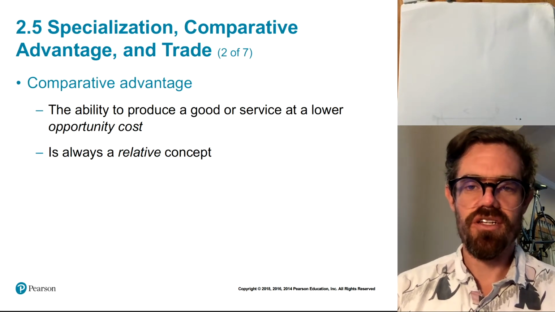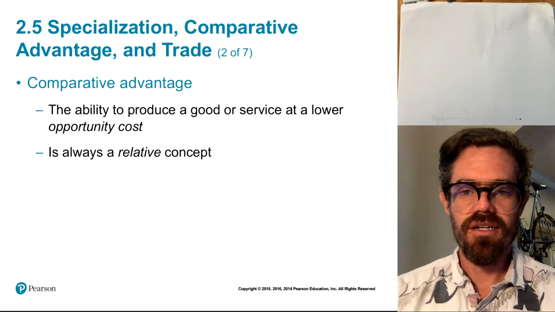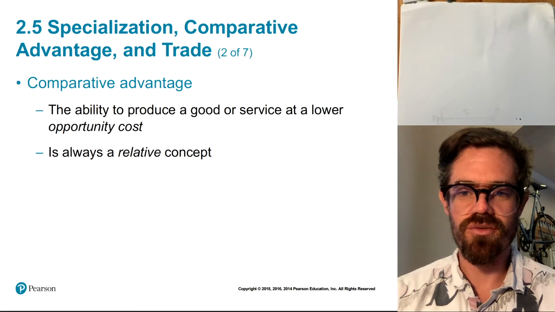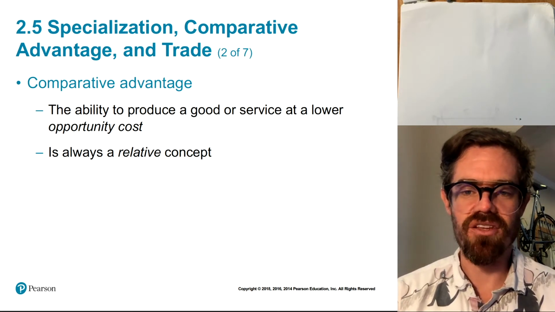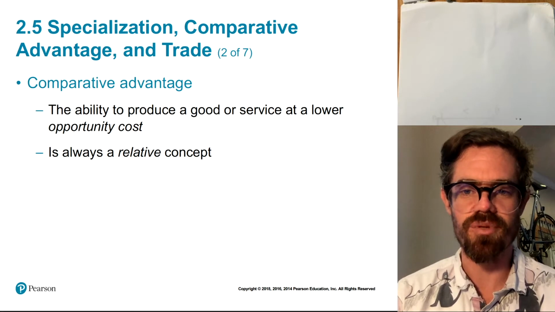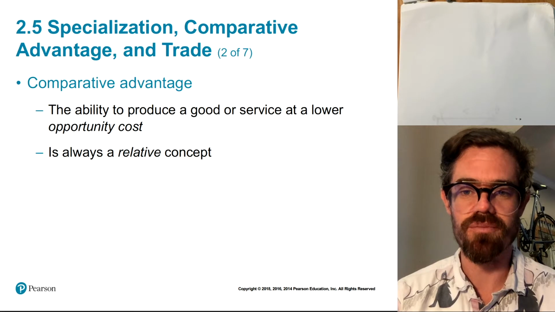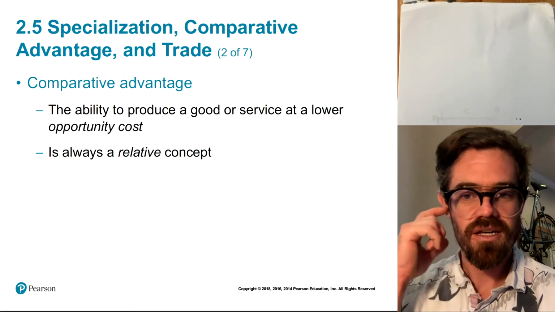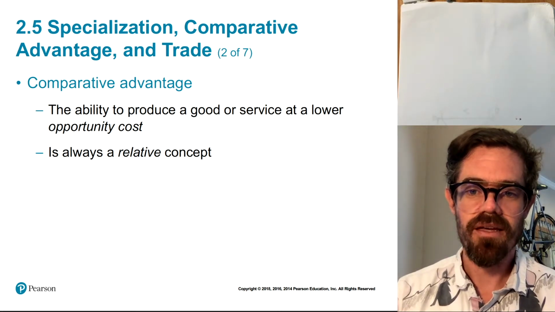And specialization is basically the result of something called comparative advantage. So comparative advantage is when a person or a region or a society is able to produce a good or service at a lower opportunity cost. So in other words, they have to give up less to produce that thing. They have a lower cost of production. So if you'll recall, this was one of our definitions of efficiency, right? Being able to produce at a minimum or lower cost. So comparative advantage is basically directly related to efficiency.